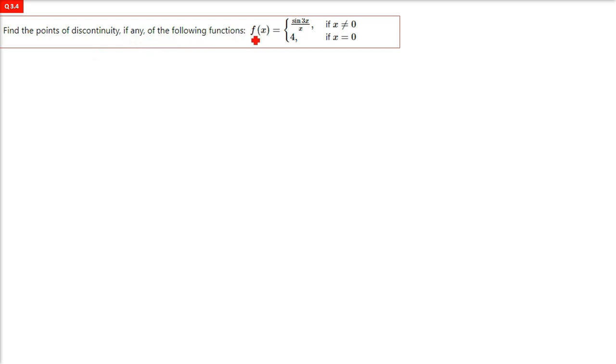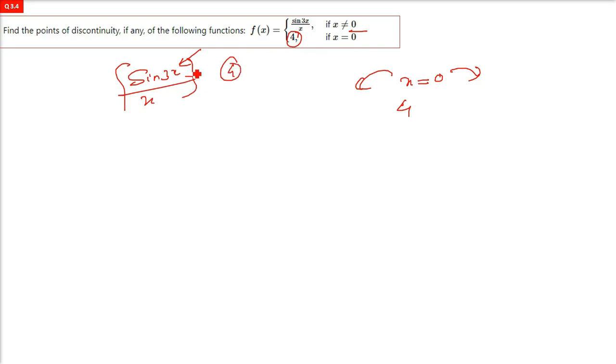Find the points of discontinuity, if any, of the following function. Now, same discussion here. X equal to 0 is the point of contention, and at x equal to 0, already 4 is there. Sin 3x is a sine function, so it is continuous everywhere. X is again an identity function, or you can call it a first order polynomial. So they both are separately continuous, and if you take the quotient, that is f(x) by g(x), they also will give you the same result.